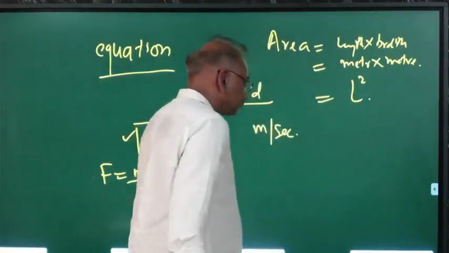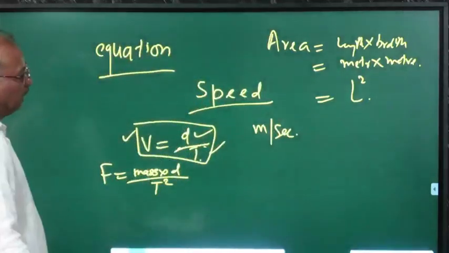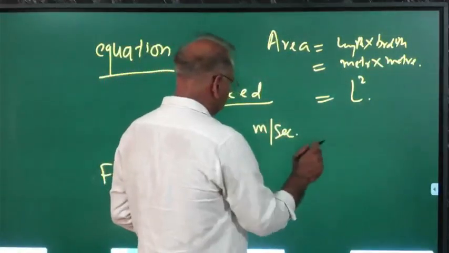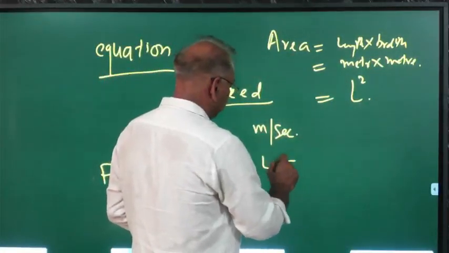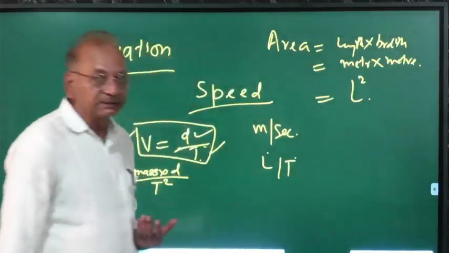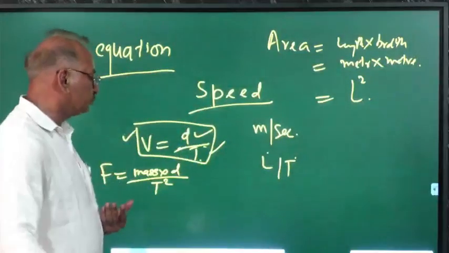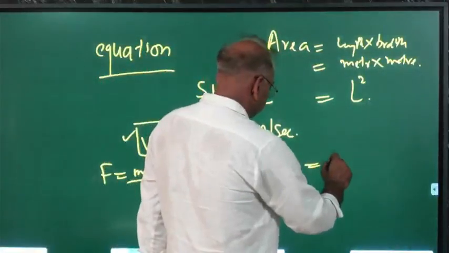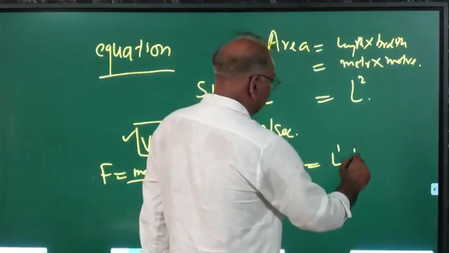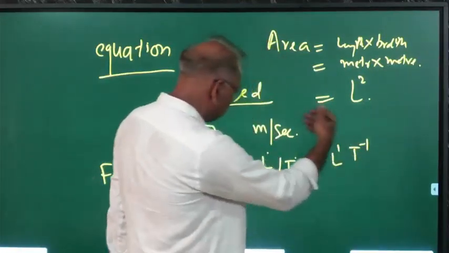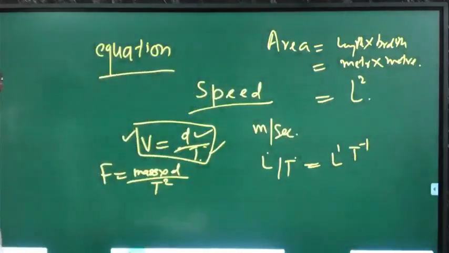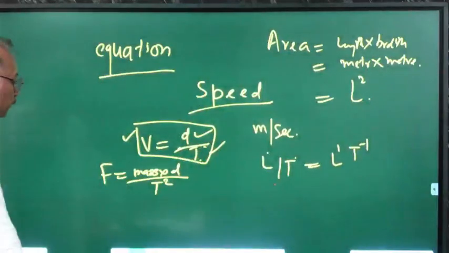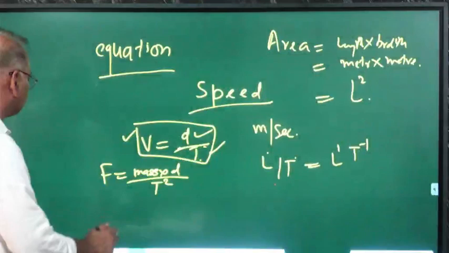Right, so it is power two of length. Similarly, if we consider speed, it is length upon time, both length and time having single power, right. Rather, L is 1 and T is minus 1 because T is below the division line. Now we move to the acceleration.